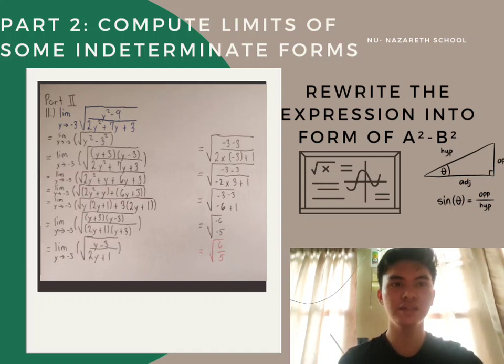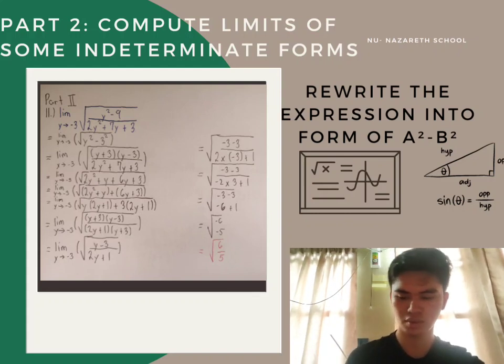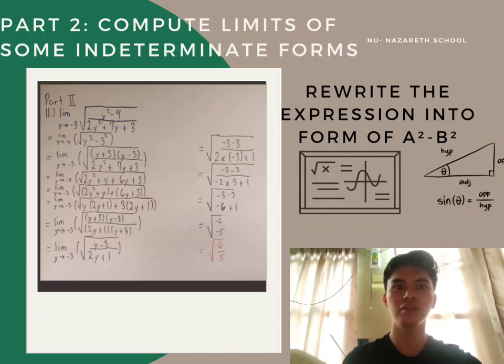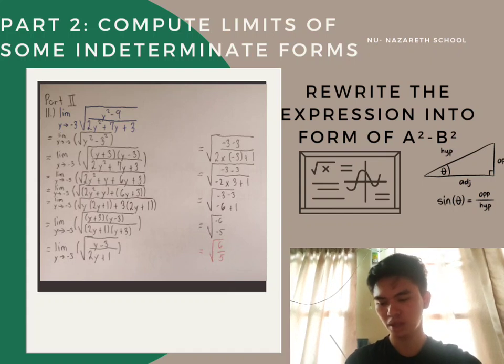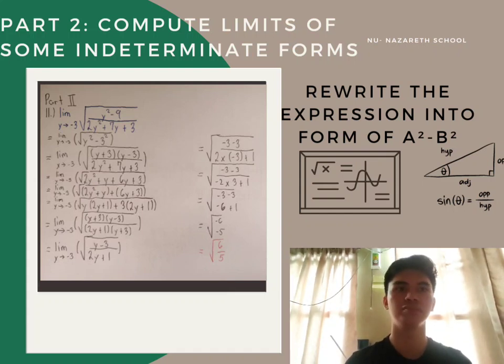And I substitute negative 3, minus 3, 2x, open parenthesis, negative 3, close parenthesis, plus 1. And I substitute the expression, and I got the answer, square root of 6, 5.